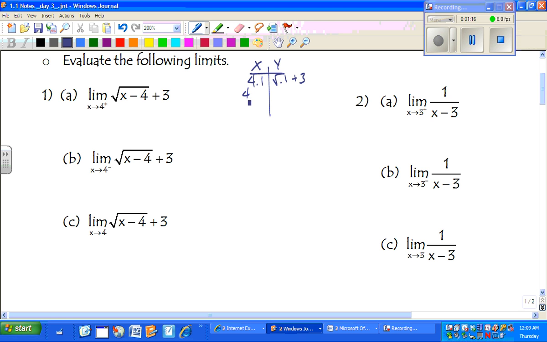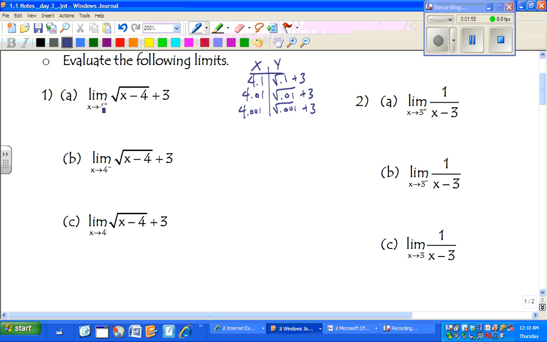Let's say we get a little bit closer and we're at 4.01. If we put that in here, 4.01 minus 4 is 0.01. So the square root of 0.01 plus 3. Even closer, 4.001, we would end up with the square root of 0.001 plus 3. So what's happening to this square root part? The numbers on the inside are getting smaller and smaller. They're getting closer and closer to 0. And if we take the square root, those are also getting closer and closer to 0.